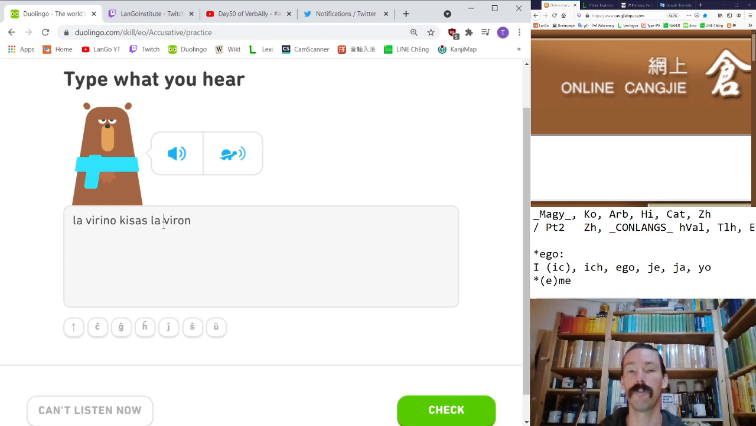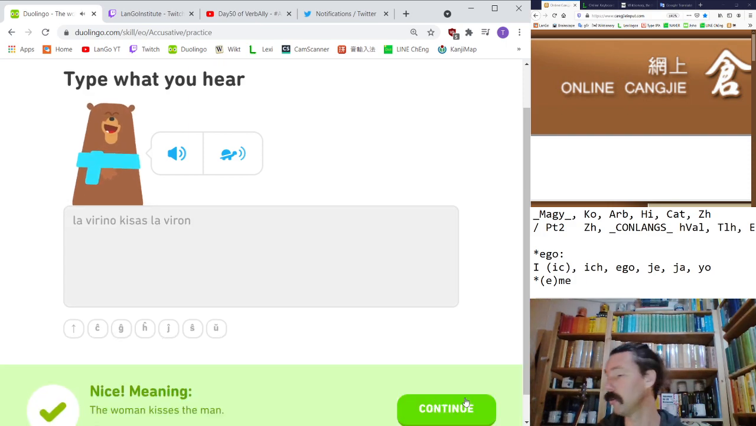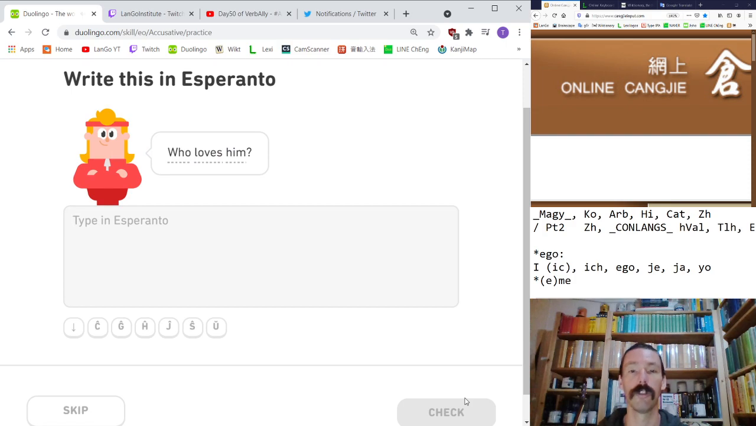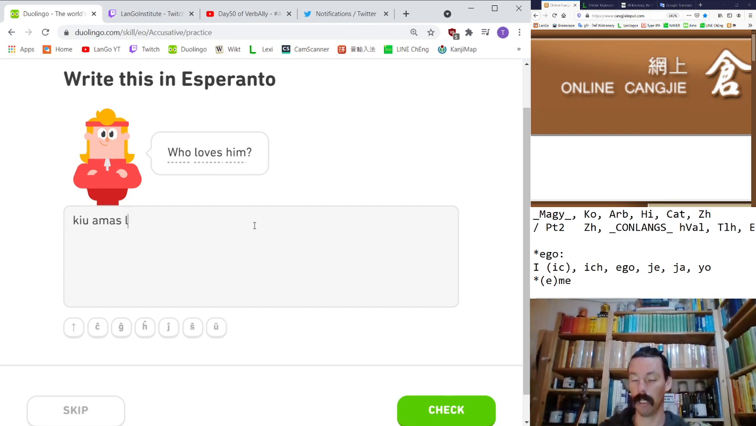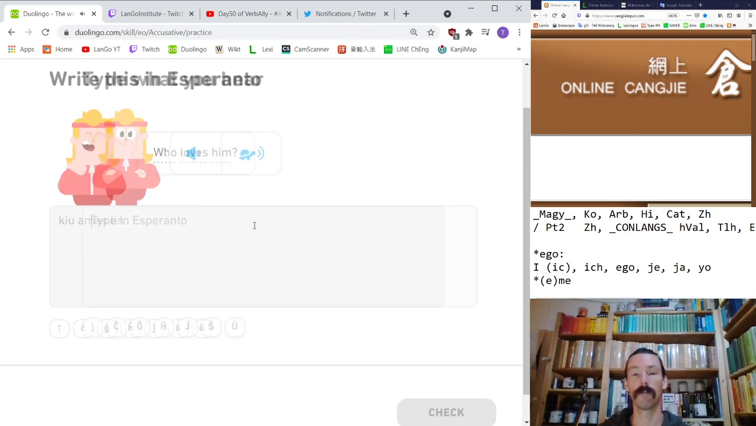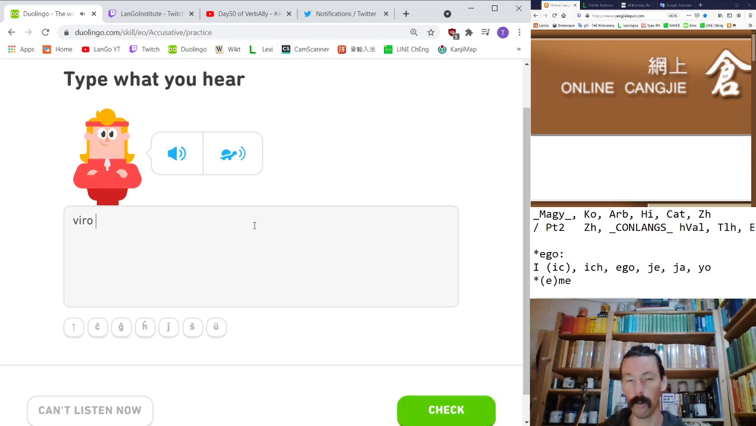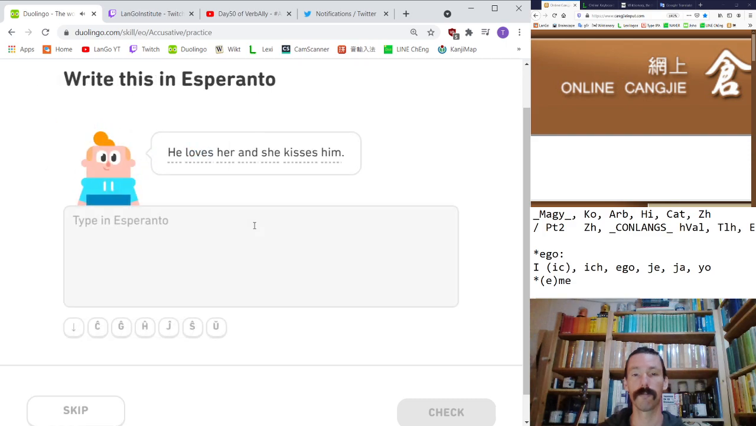And this noun stem is from Latin. It's a word spelled just like that, which is the source of our word virile. Related to the first part of werewolf. Who loves him? Kiu. Amas. Him would be lin. L-I-N. Kiu amas lin. Viro kisas virinon. Viro, man, subject. Kisas, present. Vir is the same stem, and now adding in -in gives us the feminine correspondent, the woman. -on for the object form singular.